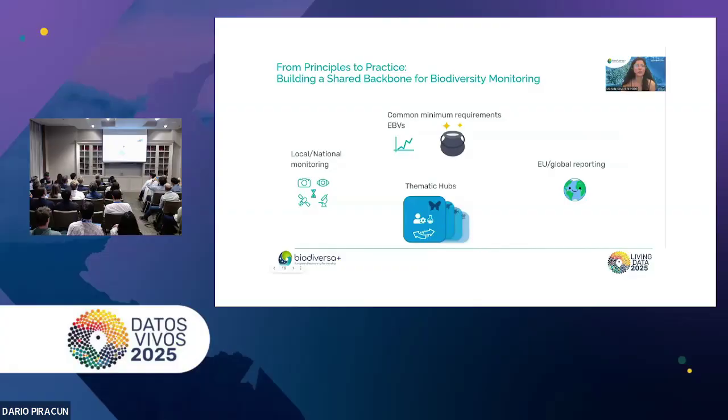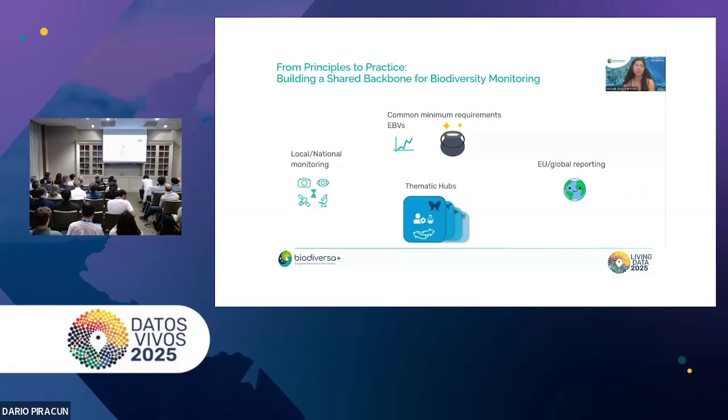So to wrap up, what we've really learned through this work is that harmonization isn't about identical protocols everywhere. It's about building a shared backbone strong enough to hold our diversity together. So the common minimum requirements give us that backbone, and they're essential standards that keep our data comparable and meaningful. And the EBVs are also very helpful to give us a common language, and a common objective in a way.